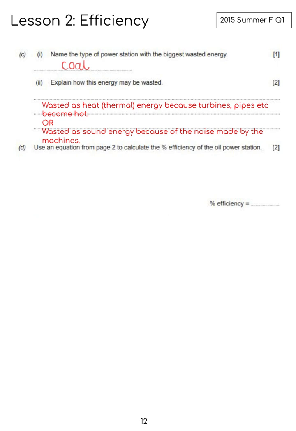And then part D, our final part, efficiency of the oil power station. So it's going to be the useful energy divided by the input or the total, times by 100. So for our oil power station, we had 170 megajoules was useful. Our input was 500, and we times that by 100, and you get an efficiency of 34%.